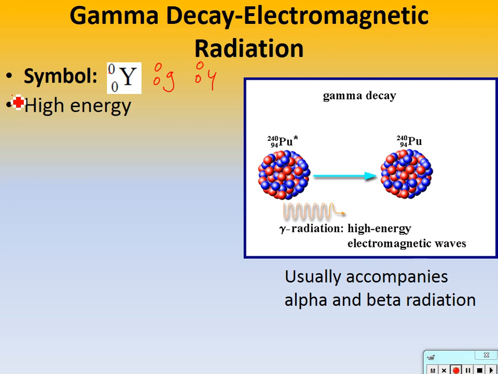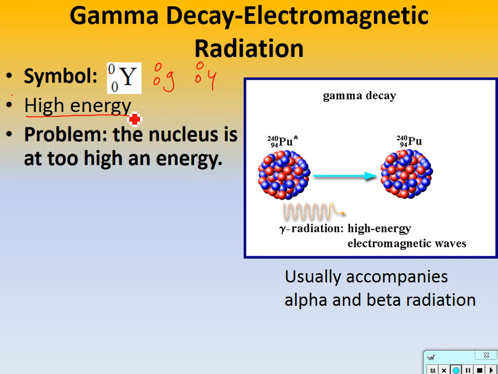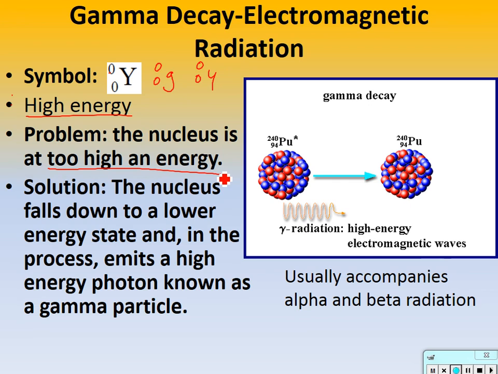I want you to remember that gamma rays have very high energy. These are the ones that do the most damage. They have a lot of energy. The problem, why would an atom give off gamma radiation? Well, the nucleus is at too high of energy. So if that nucleus just has too much energy, it's going to give off a gamma ray and lose some of that energy. The solution, the nucleus falls down to a lower energy state, and in the process emits a high energy photon known as a gamma ray or a gamma particle.